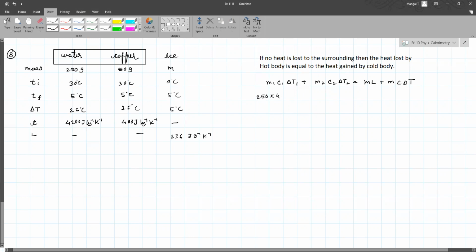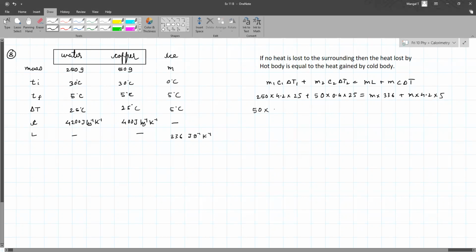So this is 250 into 4.2 into 25, and this is 50 into 0.4 into 25. Again, I'm repeating, this is gram and this is kilogram. So you have to be careful when you're substituting. This is M into 336. This is M into 4.2 into 5. Remember, this will be for water because now it is no longer ice, it has turned into water.